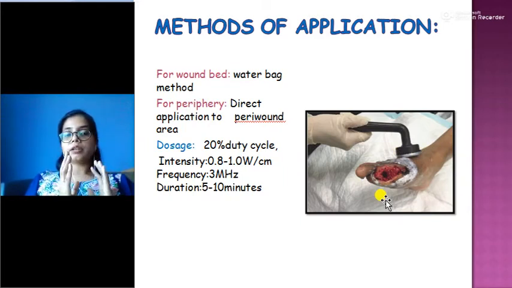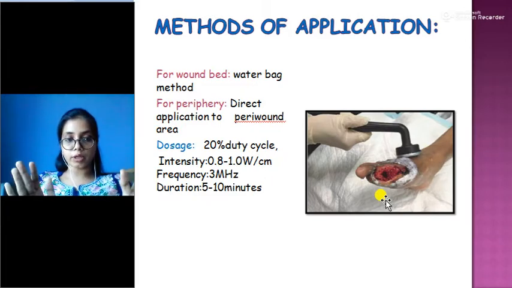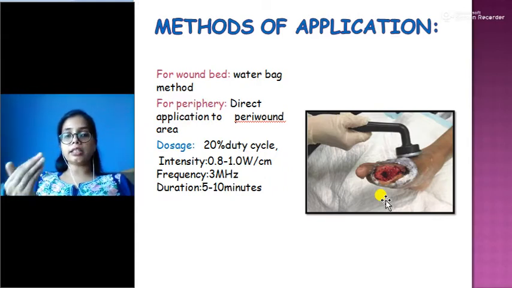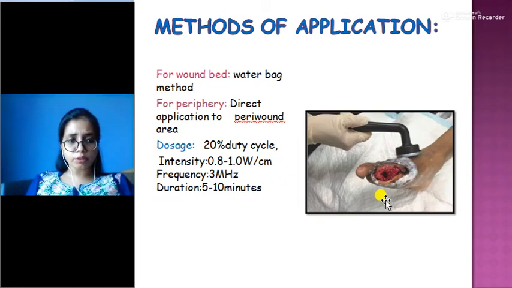Again, in wounds, whenever you are using ultrasound, you will always use pulse mode, never continuous mode. In pulse mode we keep a 20% duty cycle, with an intensity of 0.8 to 1.0 watt per centimeter square. The frequency is 3 megahertz. We are providing a superficial ultrasound; we don't need to reach the bone, so we use 3 megahertz. The duration is 5 to 10 minutes. This was all about ultrasound.